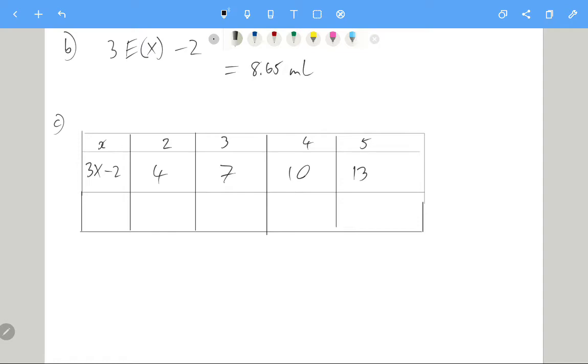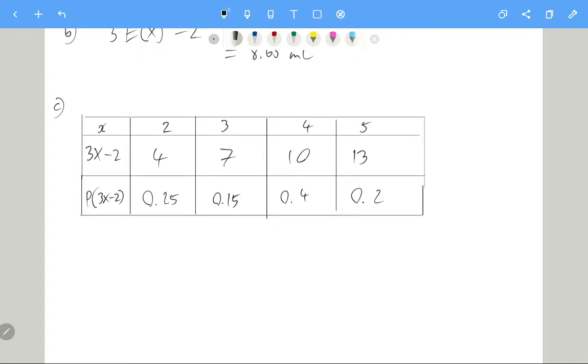Alrighty, so now that I've worked out my different values, what are the probabilities for these? Well, now we're looking at the probability of 3x minus 2, which is useful. But where are we going to get those probabilities from? They actually don't change, because we're assuming that the function has been applied evenly across this, and so our probabilities are not going to be changing. Because remember, the function is only changing what we're looking for. Up here, we're looking for kilograms. Down here, we're now looking at how many milliliters we get. So the probabilities of each of these is still going to stay the same.